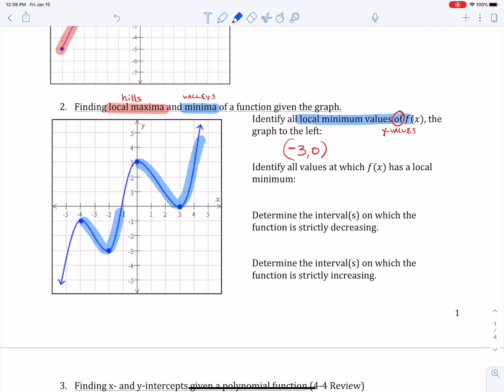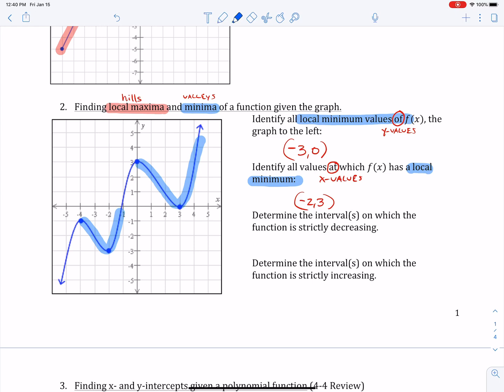Well, for the next one, it says identify all values at which f of x has a local minimum. So we're still at local minimum, but it's saying the word "at." What does "at" represent? Our x values. So basically, we just want to find the x values of those two points. So it's at -2, and then for the minimum here, we're at 3. So -2, comma 3. Okay.